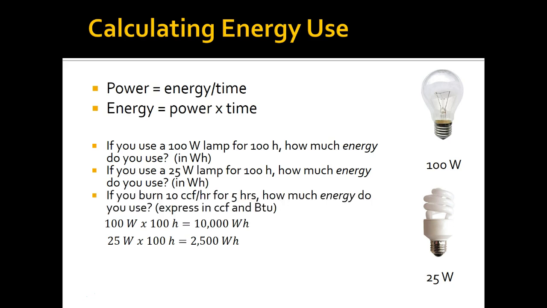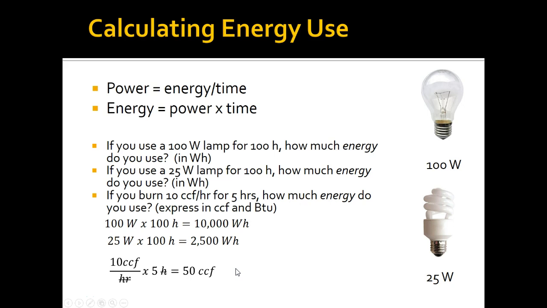Okay, so if I burn 10 CCFs an hour for 5 hours, how much energy do I use in both CCFs and BTUs? Remember, energy is power times time. So this is my power rating, and this is my time. That's how I set it up: CCFs per hour times 5 hours. The hours cancel out, and I'm left with 50 CCFs.